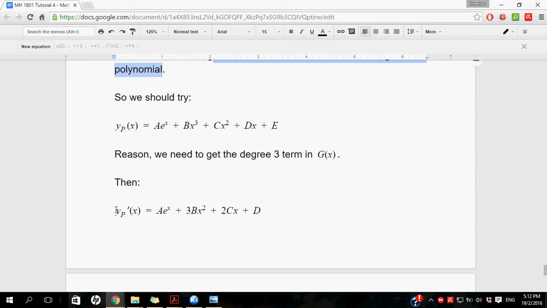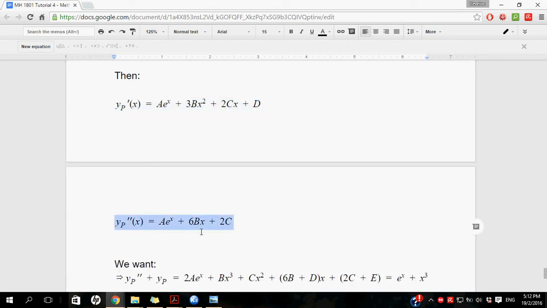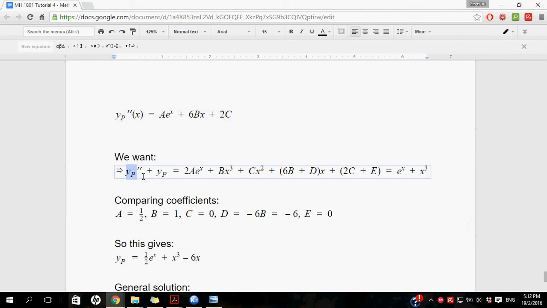When we solve for it, this would be yp prime. We'll differentiate one more time and get yp double prime, and then we will put everything together. Yp double prime plus yp will give us this expression, and what we want is for this to be equal to g of x.